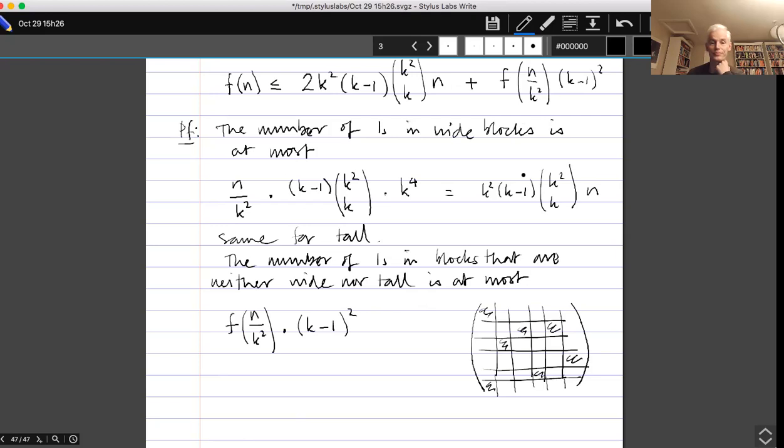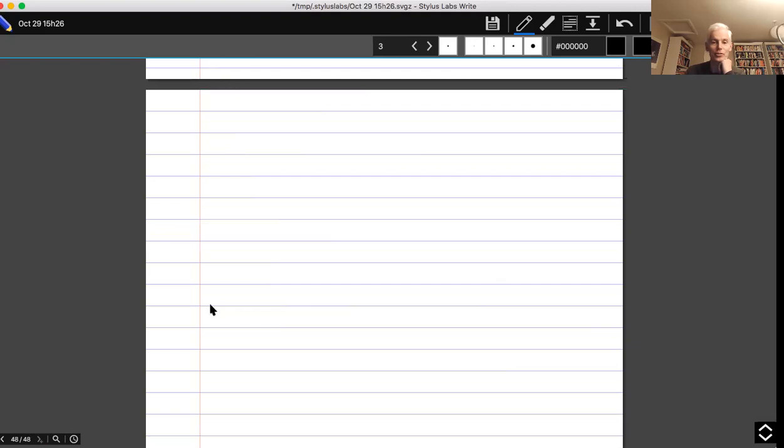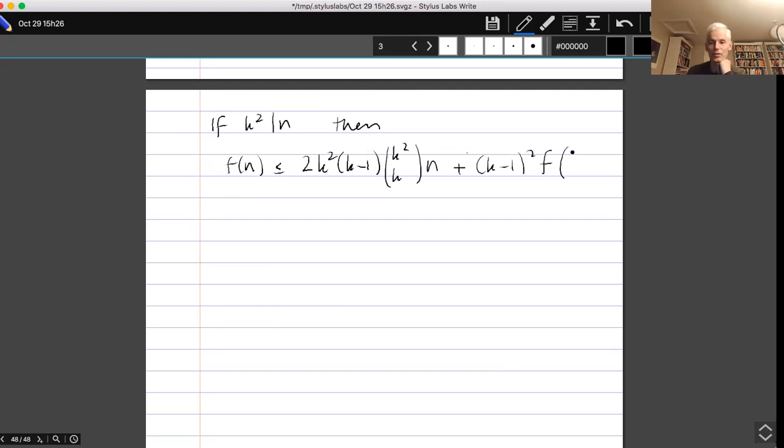And that's basically game over. But as with all these things, you have to do a slightly tedious argument at the end to solve the recurrence. So let's just quickly write again what we've proved. We've proved that if k squared divides n, then f of n is less than or equal to 2 k squared (k minus 1) times k squared choose k times n, plus (k minus 1) squared times f of n over k squared. So, theorem.